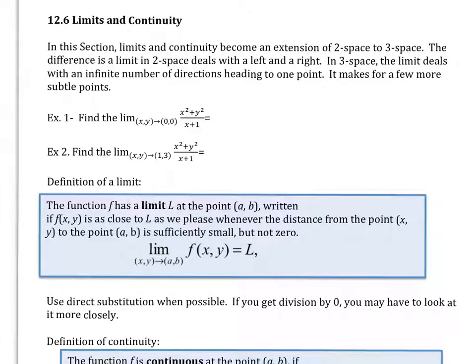Hi, this is lesson 12.6, limits and continuity. What we're going to do is go from two space, where we know a lot of the definitions that we do have, to three space.